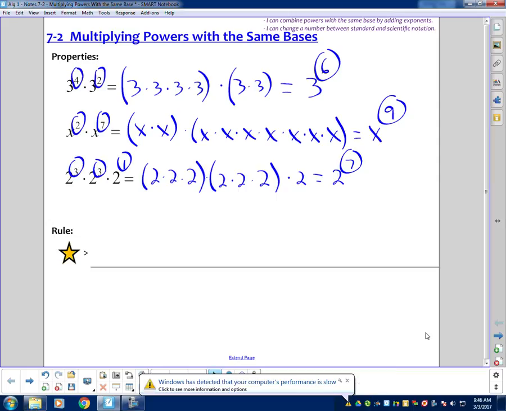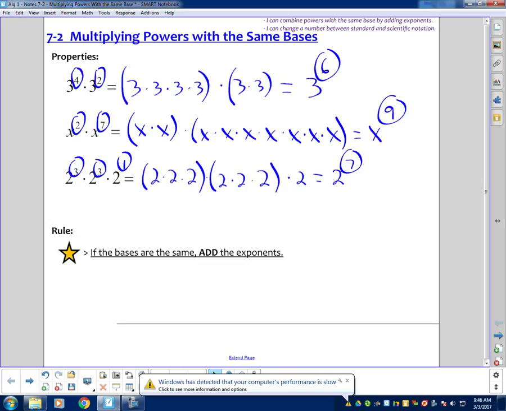Okay, so the rule is, if the bases are the same, and you're trying to multiply the numbers or letters, you add the exponents. That's the rule. Write this down. If the bases are the same, add the exponents. That's the rule. That's the new rule for today. I won't say it's the only rule we're doing.